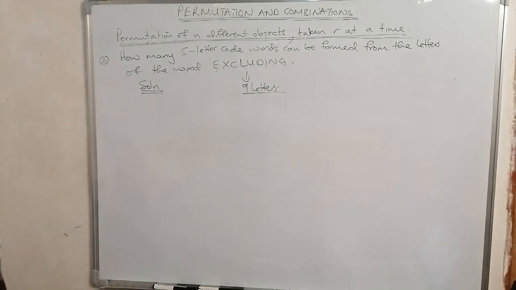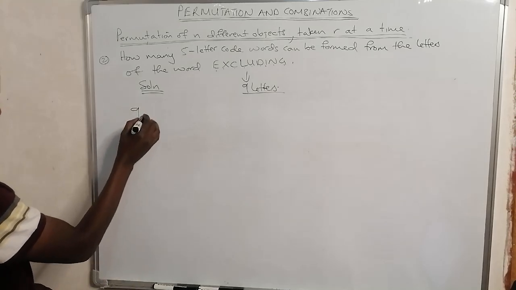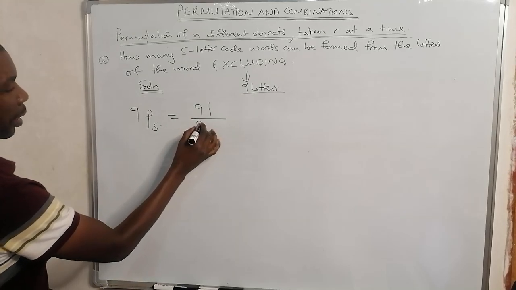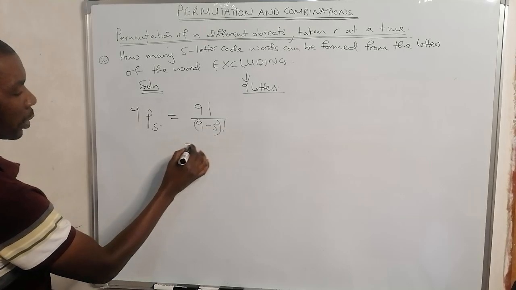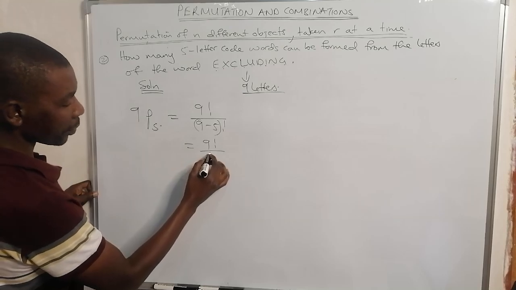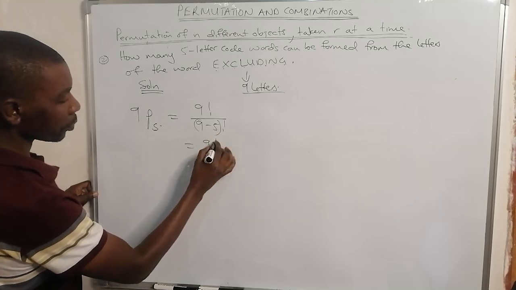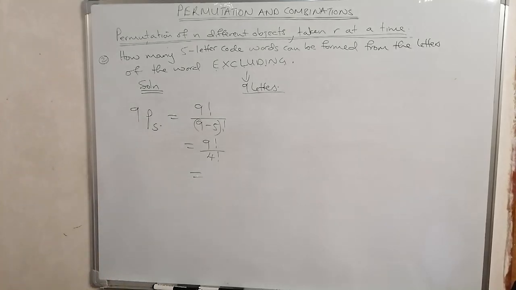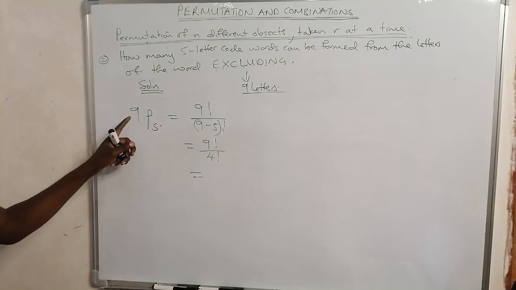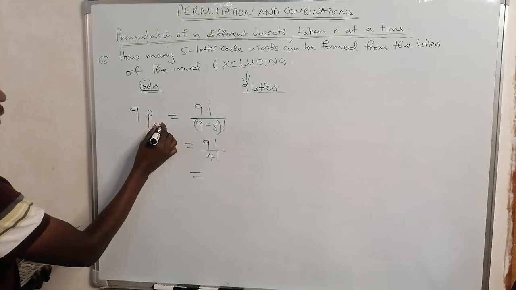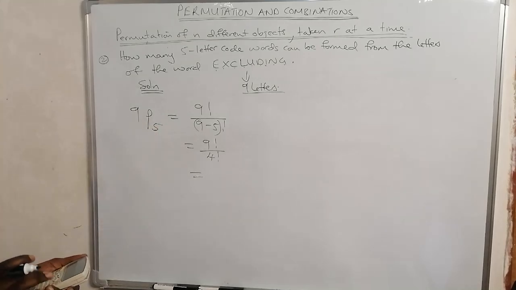Then 5 words. It means we want 9 permutation 5, which is 9 factorial over 9 minus 5 factorial, which is the same as 9 factorial divided by 4 factorial. Or we can simply punch 9 permutation 5 in your calculator to give you the same answer.